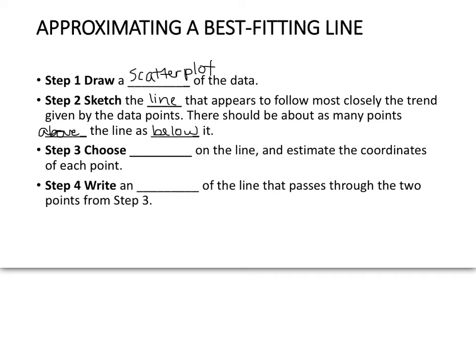So we're just basically shooting an arrow through the points, and we're trying to shoot so that we have an equal number above and below. Step 3 is choose 2 points on the line and estimate the coordinates of each point. And it has to be on the line, that's key. And then the 4th one is write an equation. So luckily we just went over how to write an equation of a line that passes through 2 points.